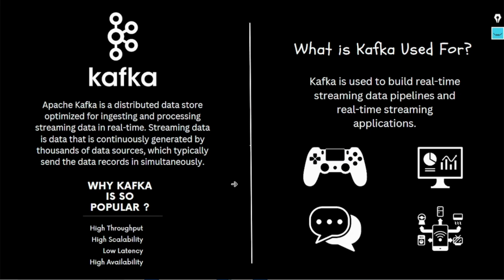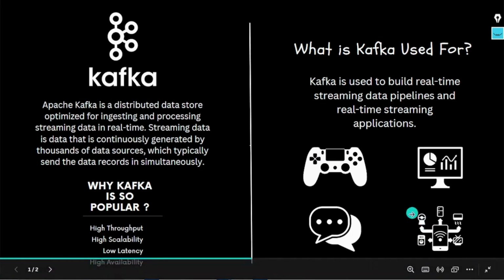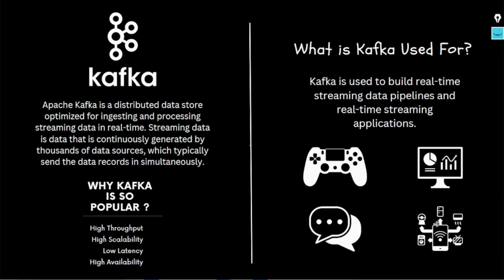And if you think, what is Kafka used for? Kafka is used to build real-time streaming data pipelines or applications like video games, or you can think of it as being used in the Internet of Things. For example, a thermostat in a house can be used with Kafka to process its data and all those things.